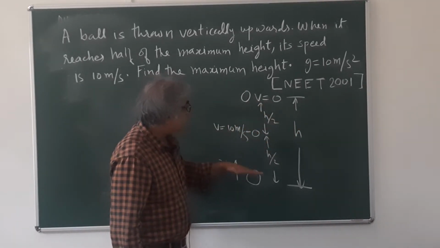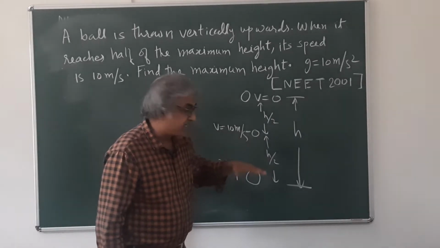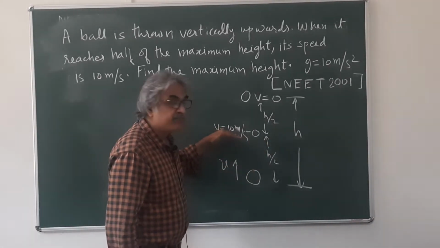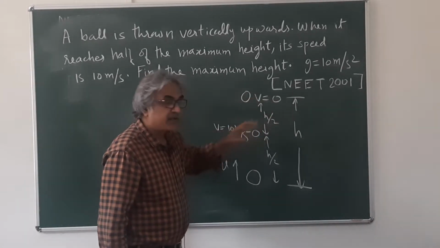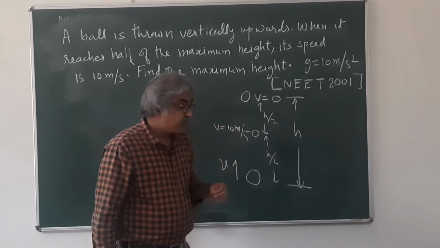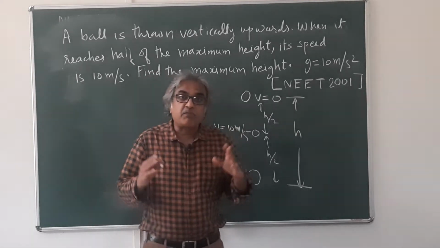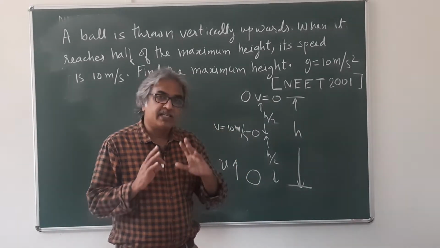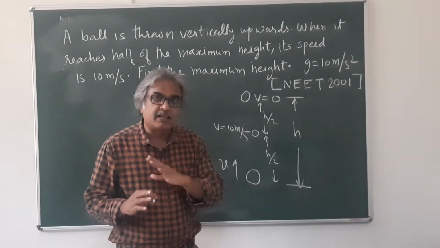And what you are told is that at half of its height, that means at h by 2, its velocity has become 10 meters per second. Now, how do we solve this? This problem can be solved in two ways. One is the quicker way, and we'll start with that. I will show the other way also.